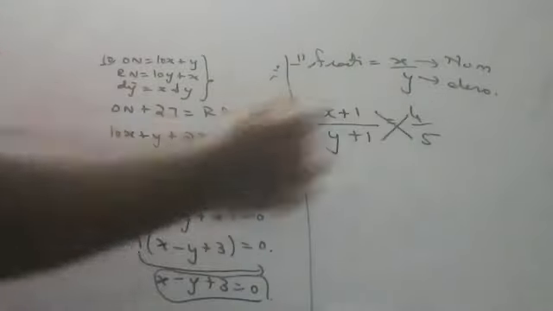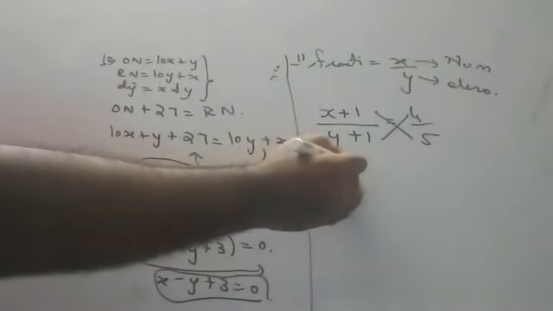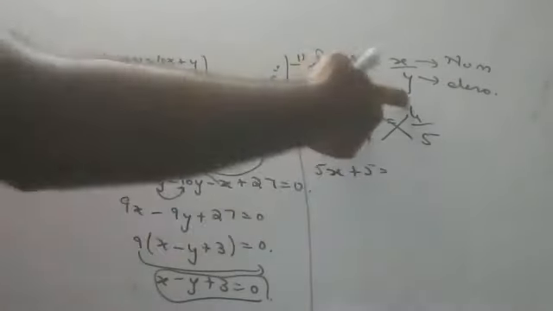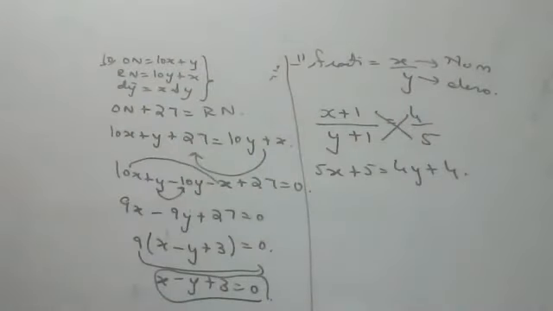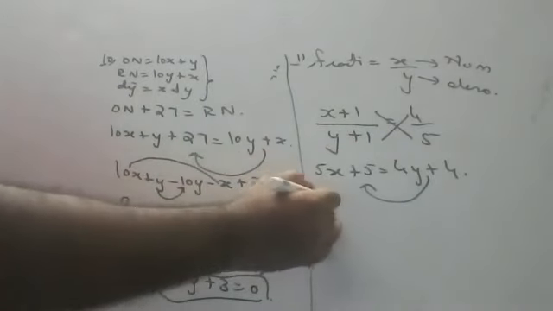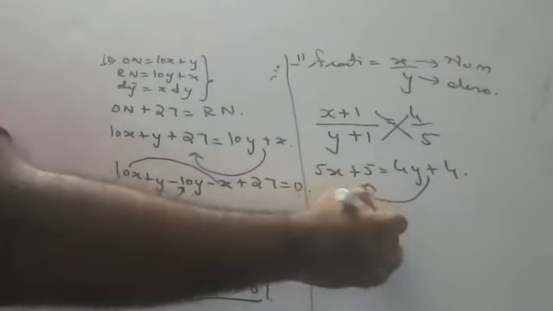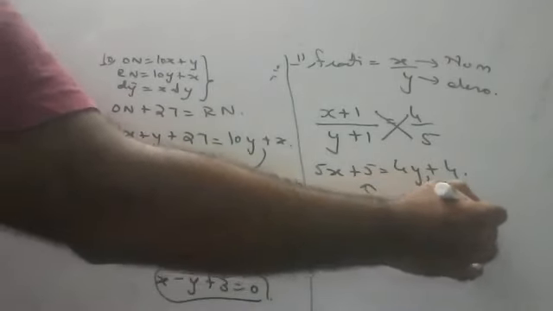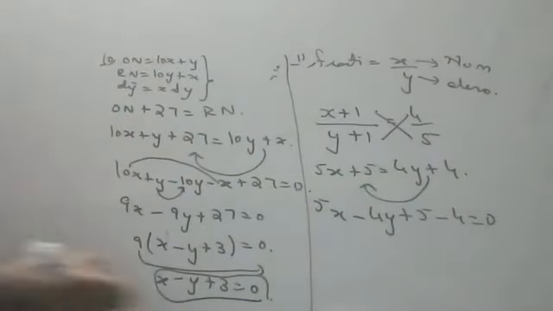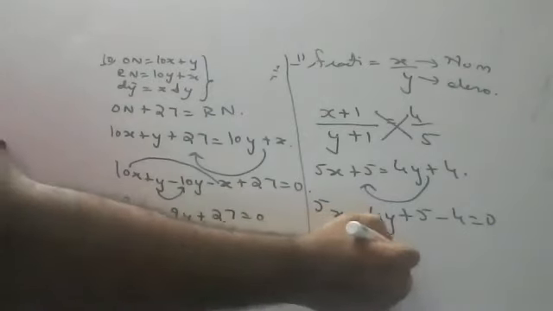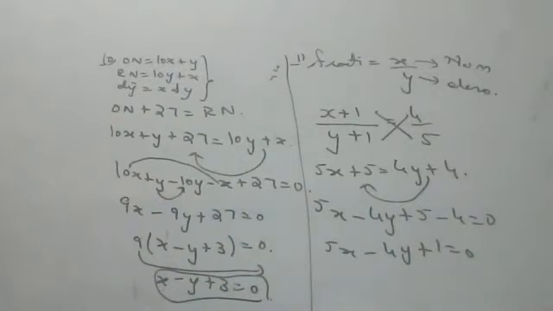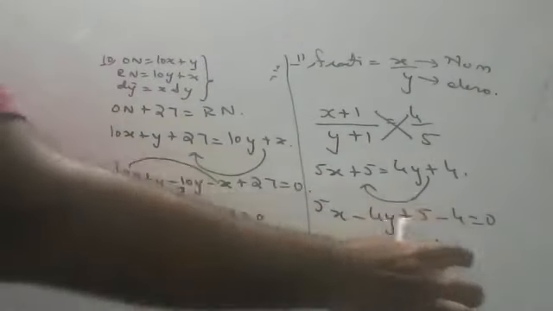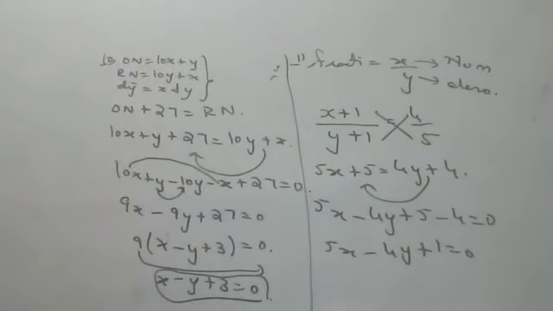Now go for cross multiplication. Tell me what happens. 5x plus 5 equal to 4y plus 4. Now what happens? Bring this whole thing here. 5x minus 4y plus 5 minus 4 is equal to 0. Next what happens? So 5x minus 4y plus 1 is equal to 0. For this you have to draw the graph, children.